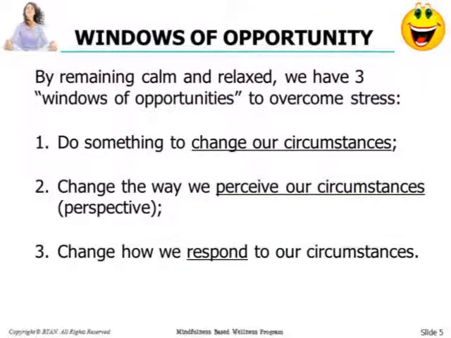So constant stress, it's like getting your amygdala stuck in high gear. Continual hijacks. We need to calm down. That's where relaxation comes in. So this Daniel Goleman, who spoke about these windows of opportunity, he said that by remaining calm and relaxed, we have 3 windows of opportunity. And these 3 windows of opportunity, one is to do something to change our circumstances. And if we're not able to do that, then change the way we perceive our circumstances. And if we're not able to do that, then change the way we respond to our circumstances.